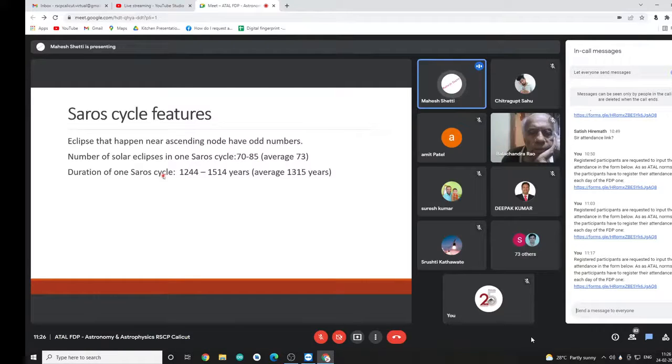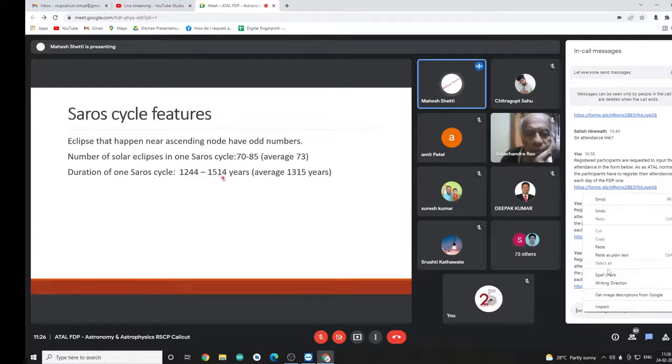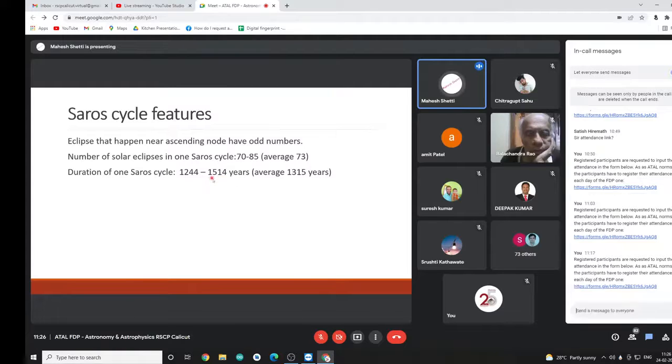Duration of one Saros cycle, okay, that 18 years, 11 days multiplied by these numbers can go to 1,200 or 1,400, 1,514 years, okay, or 1,244 years. It can be this big, okay. So on an average, 1,300 years, one Saros cycle continues. So all the eclipses will have certain features, and they will progress in a particular direction.